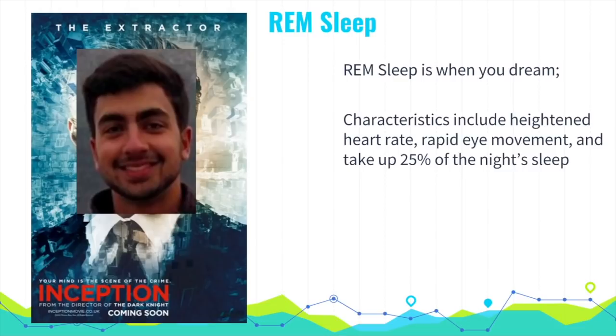It's interesting. Although you rise from stage 4 to stage 1 during REM sleep, your heart rate also rises and your eyes move around.